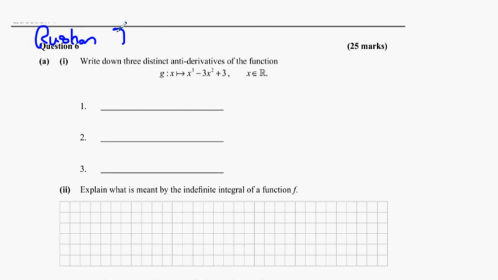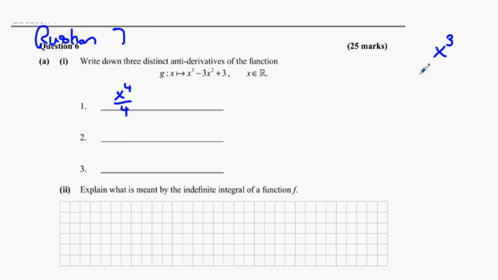Okay. Write down 3 antiderivatives. What does it mean by antiderivatives? What will integrate into that is what it's asking us. Okay, so what will integrate into that? Let's try this out. What about x to the 4 divided by 4? What will that differentiate into? X cubed. It will. Add 1 to the power, divide by the new power.